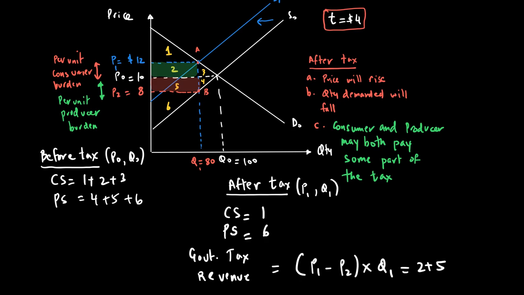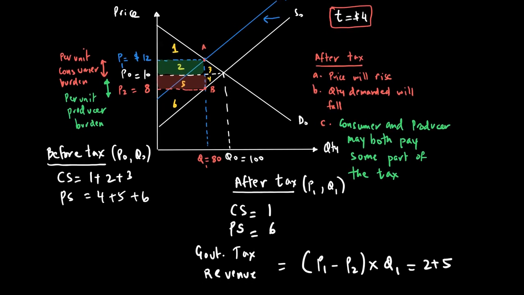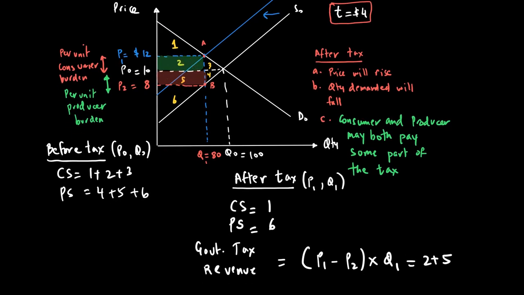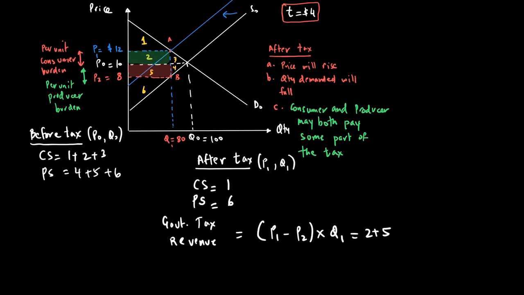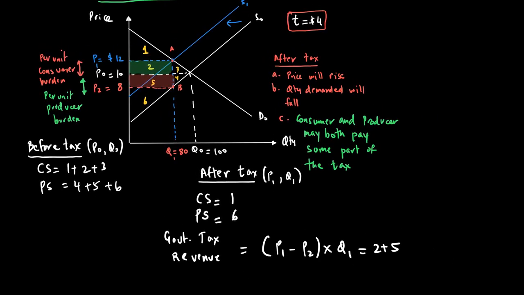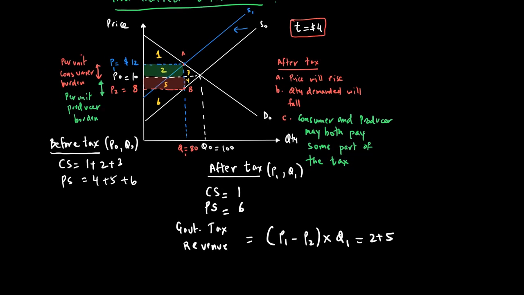So in this case, you can see that the government is pocketing this region, which is 2 plus 5. What is 3 plus 4? We argue that because 3 plus 4 is an area which will no longer be for any consumer or producer, we call area 3 plus 4 the deadweight loss. Now I can explain this in 1 minute, but first let's look at our diagram again.